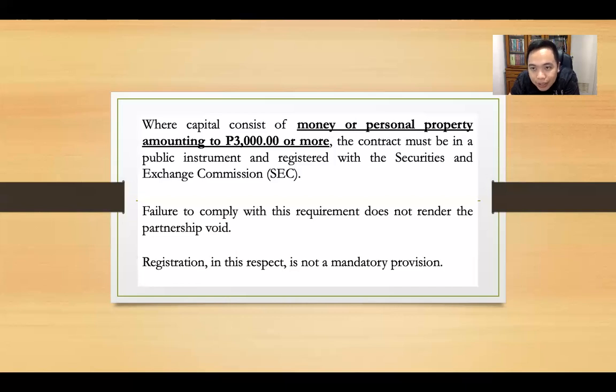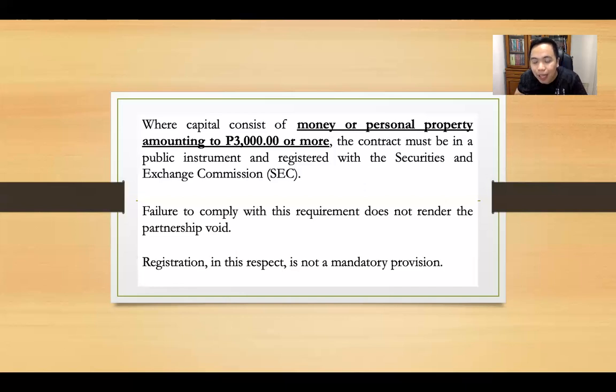Magkaiba ang consequence ng non-compliance. Kung ang hindi mo kinomply, it is with respect to real rights or property, then the articles itself becomes void. Void, void, void. On the other hand, class, if what has been contributed in the partnership consists of money or personal property amounting to 3,000 pesos or more, and you did not comply with the requirements of the law, which is the notarization of the articles of partnership and the registration with the SEC, class, valid pa din ang articles of incorporation. Why? The failure to comply with the requirement in this respect, class, does not render the partnership void.